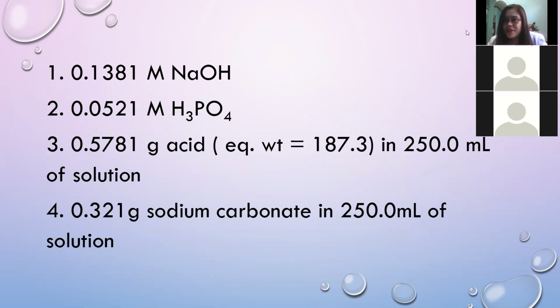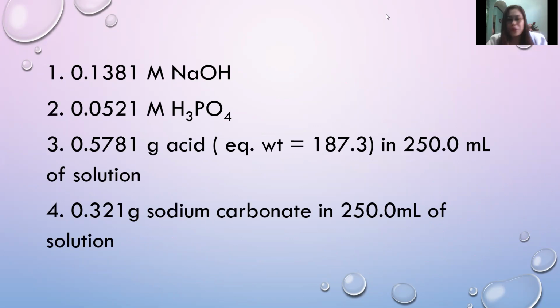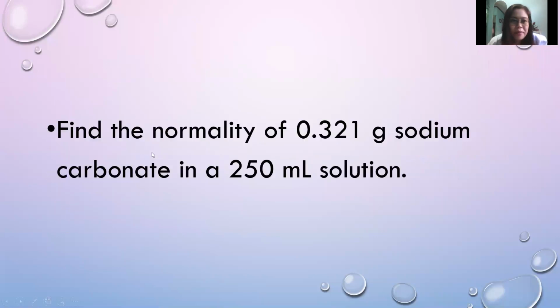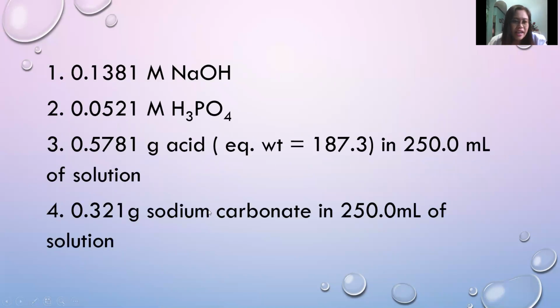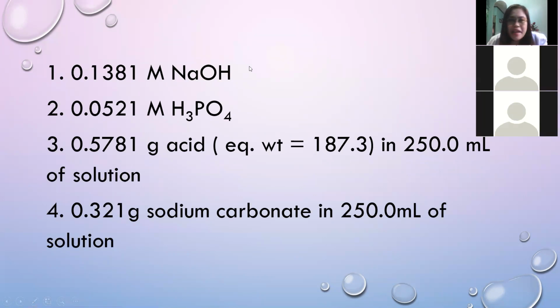So, no questions on the last problem? Didn't I tell you I would come back to this? Here are numbers 1, 2, 3. Actually, I'll just answer 1, 2, and 3 because number 4 is the same as the previous problem. Find the normality of 0.321 grams sodium carbonate in a 250 ml solution. That is the same as number 4: 0.321 sodium carbonate in 250 ml. Therefore, I will only answer 1, 2, and 3 today. Okay? So let's have the first one.